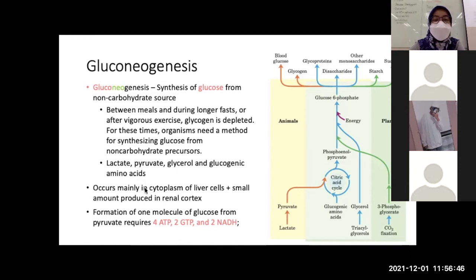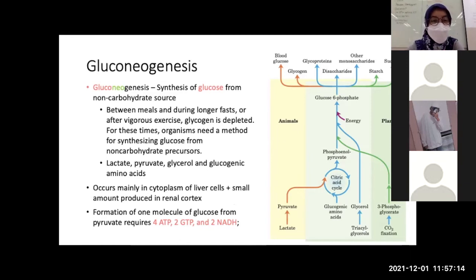So it occurs mainly in the cytoplasm, in which cell? The liver cells, and a small amount in the renal cortex within our kidney. Okay, but that is a very small amount. Mainly it's in the cytoplasm of liver cells, or in questions sometimes they may write it hepatocytes. So hepa is liver, so hepatocytes, liver cells.